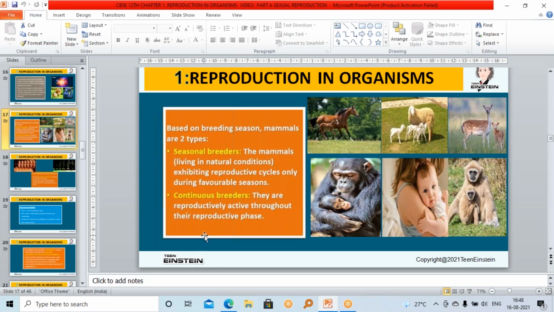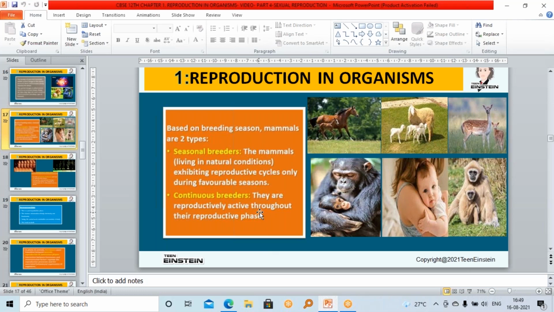Continuous breeders are reproductively active throughout the reproductive phase. Whenever the body is ready, when the reproductive phase comes, they are reproductively active. In primates, whenever the cyclic changes, the menstrual cycle, are going on, that organism is reproductively active and ready for reproduction. Such mammals are called continuous breeders. Human beings, chimpanzees and all you can see.